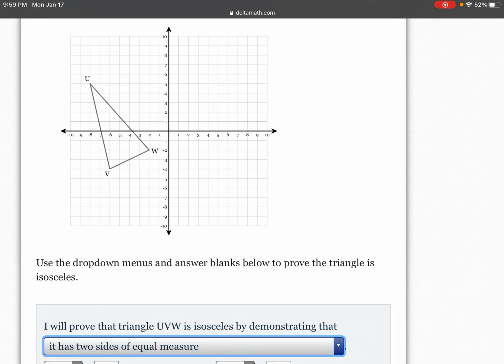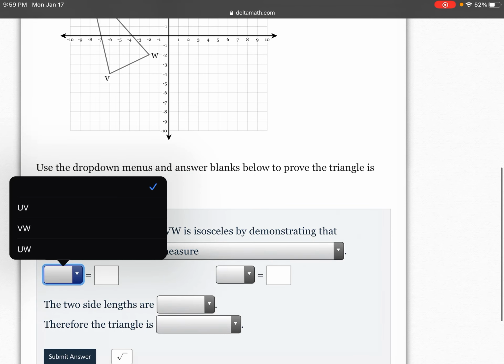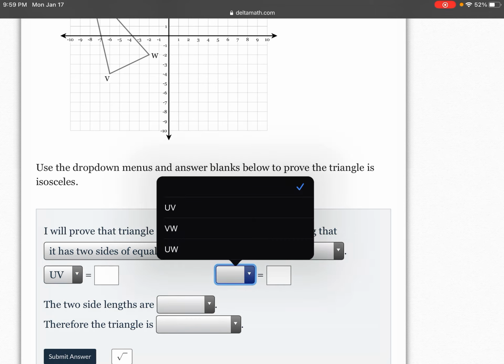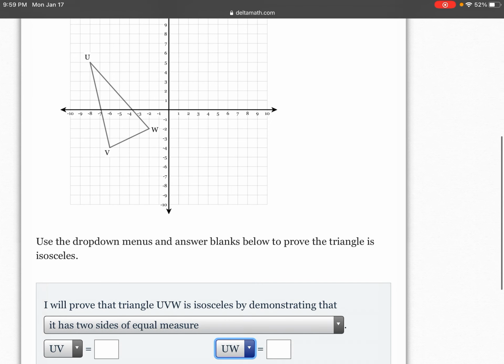Now, by the looks of it, which 2 sides are going to be the ones that have equal measure? From what I see, it looks like UV and UW. Those are the ones that should be equal. Okay, so UV and UW. Okay, what are they equal to? So that's the toughest part for this problem. You have to figure that out.